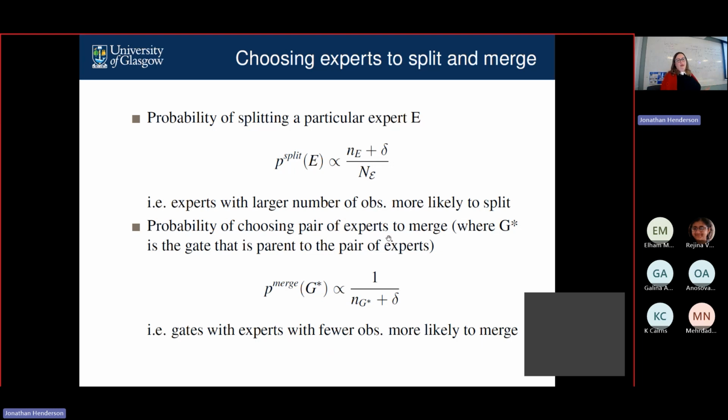For merging, we have a pair of experts, so we have a parent gate G star for that pair. We say this is 1 over the number of observations in that gate plus delta. If that's too big, then we probably don't want to be merging the two experts. If it's small, then we do want to be merging them. That's making a fairly simplistic assumption that a large number of observations means complexity and small numbers do not, which isn't always true, but it's usually pretty useful.